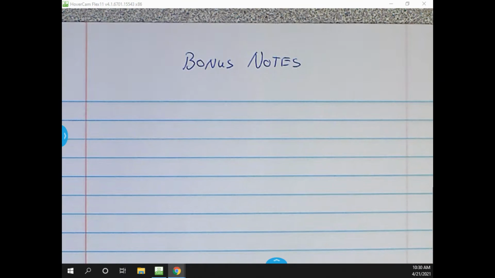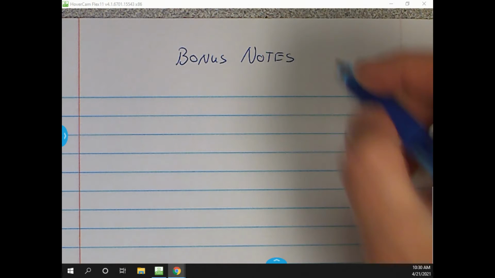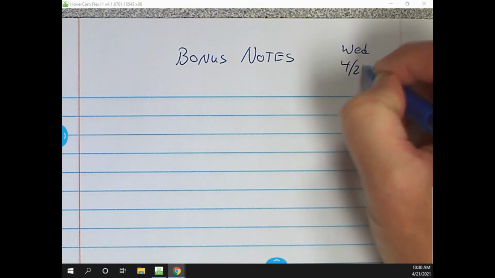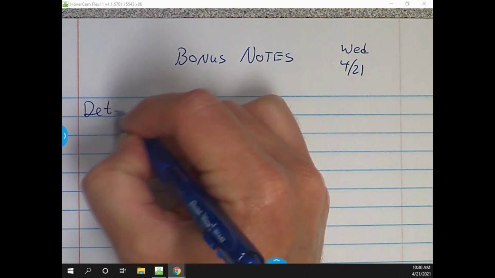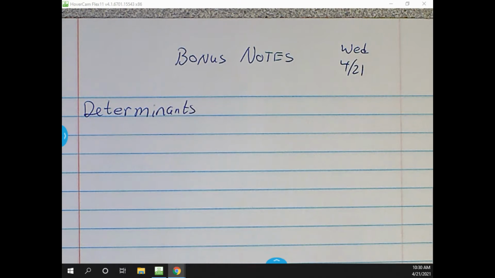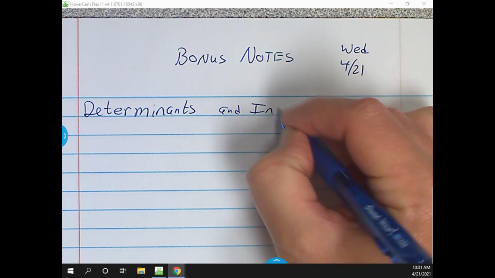All right, so a little section of bonus notes here for you. This would be Wednesday, 21st. And we're going to do basically two things. We're going to do determinants, and we're going to talk about inverses of matrices.